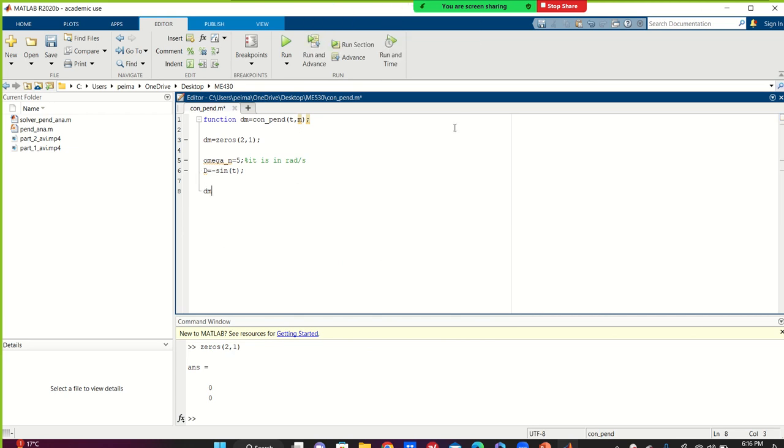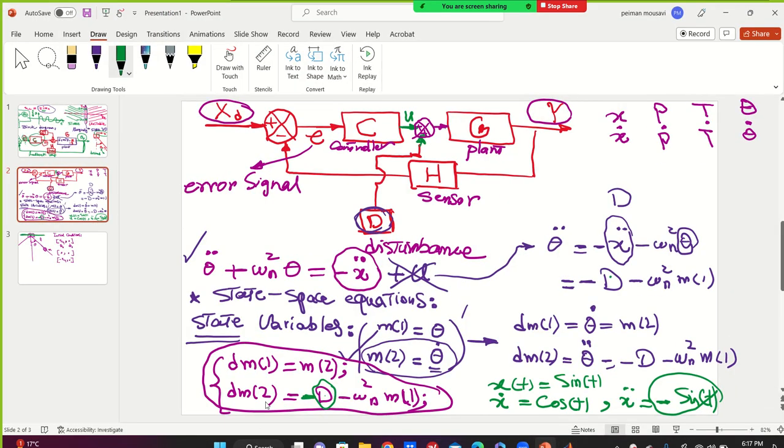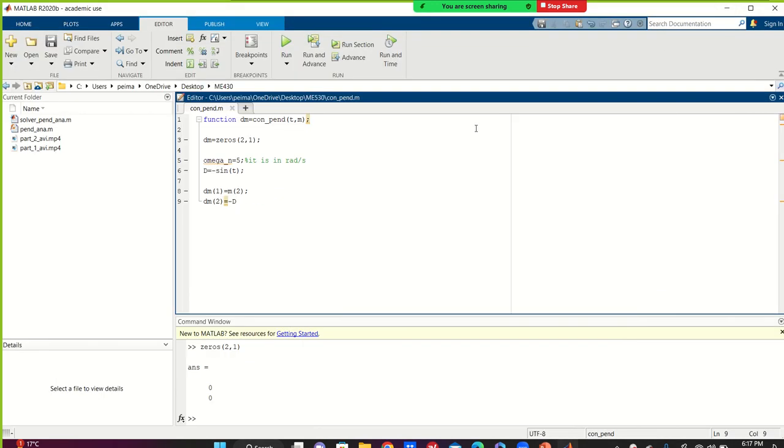So now I'm typing DM1 is M2. You see your notes? Exactly, I'm typing. DM2 is minus D. Minus D. And we define D as minus sine T. And minus omega n squared. This is how we write square. Multiplied by M1. Anyone agree? Yes? Yes, guys?